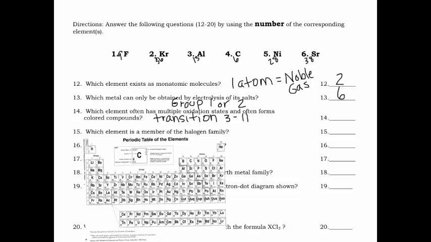Having looked at the same elements a few times now, you may realize the only element that's in the transition metals is nickel, or the element we labeled number 5.